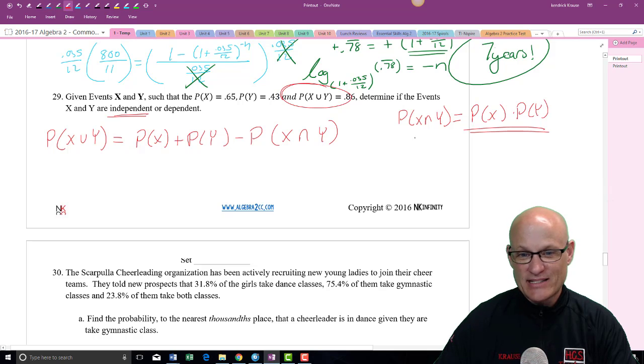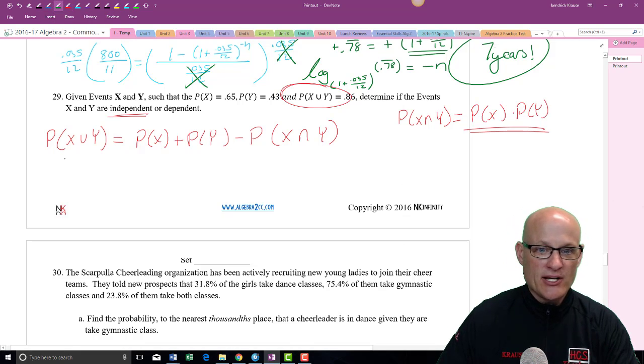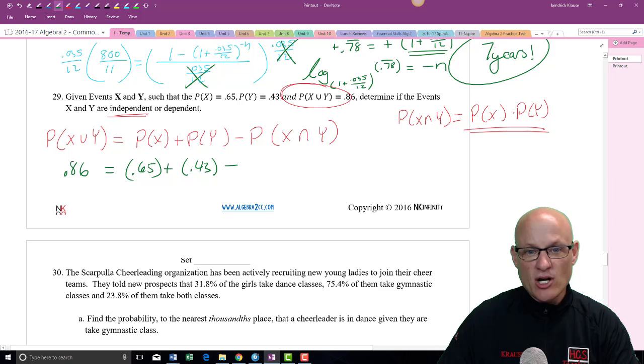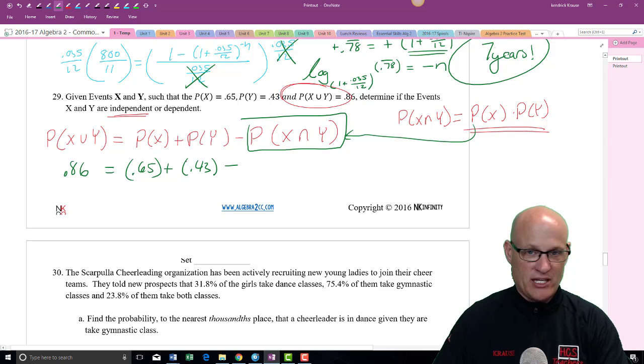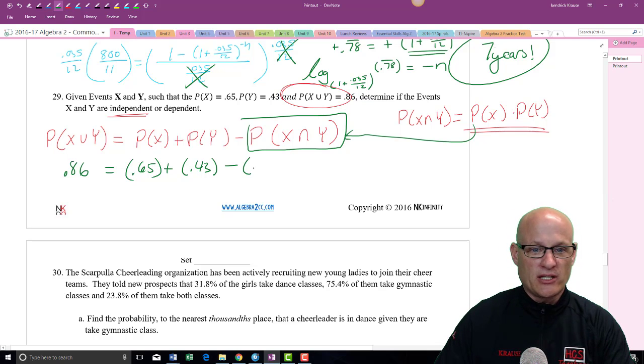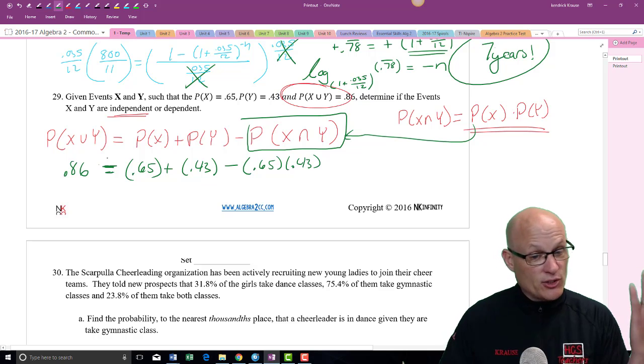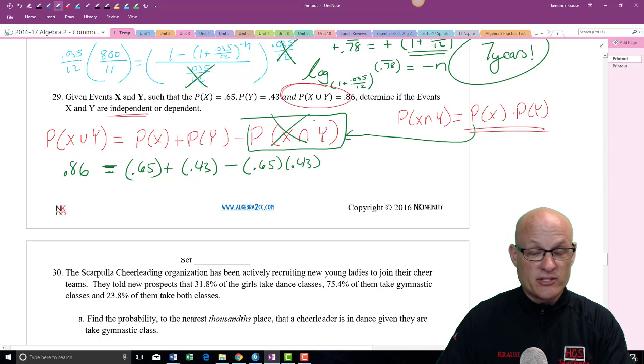So I'm going to use this idea and I'm going to test it this way. I know this is 0.86. I know this, probability of X is 0.65 plus the probability of Y is 0.43. Now, I don't know this, but I'm going to use this idea and I'm going to see if it's independent. I don't know if it's independent, but I'm going to see. So 0.65 times 0.43. If this turns out to be equal, then they're independent. If it turns out to be not equal, I shouldn't have done this because they're dependent.